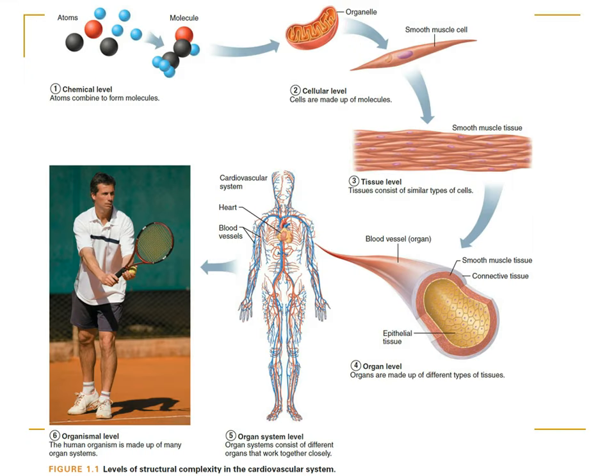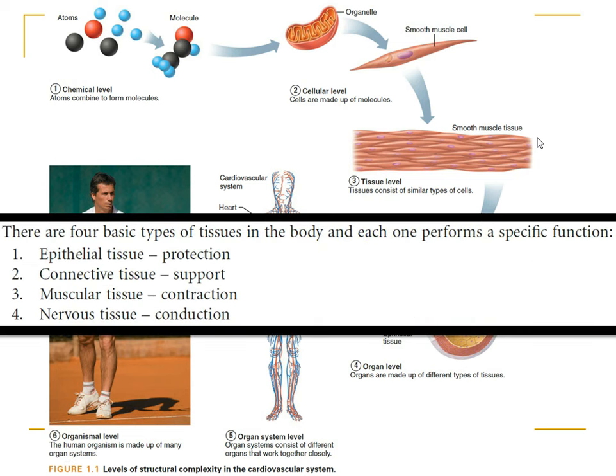And these cells combine to form tissue. I have shown you the picture of a small muscle tissue where different smooth muscle cells are added together to form a tissue. There are four basic types of tissue present in the human body, and each one has a specific function. The epithelial tissue provides protection. Connective tissue provides support. Muscular tissue provides contraction. And nervous tissue has conductive ability. So in the upcoming lectures, we will study these tissues present in the human body one by one.